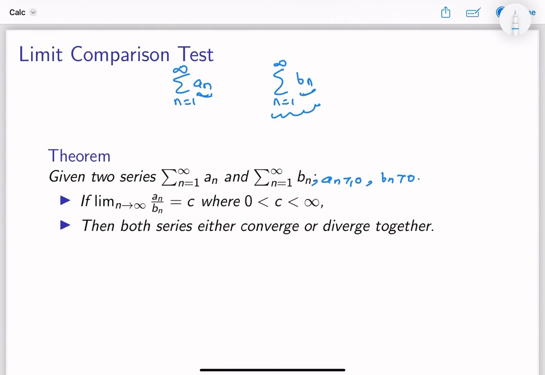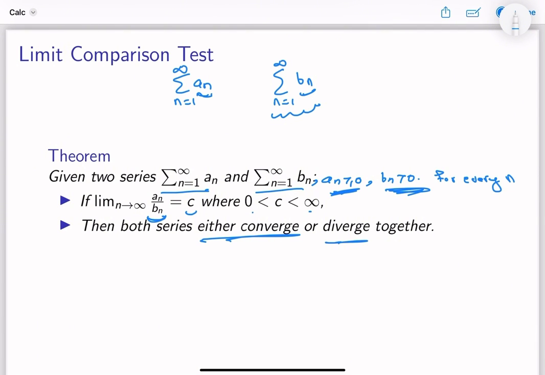It says that if you have two series, a_n and b_n, they must be series of non-negative terms, series of positive terms. a_n should be non-negative and b_n should be positive, for every n. And if the limit of a_n over b_n is equal to c, where c is a positive number and not equal to infinity, and I stress here it's a positive number, it cannot be that c is 0, for example, then both series converge or both series diverge. They converge or diverge at the same time.